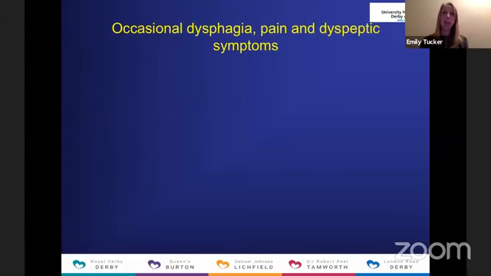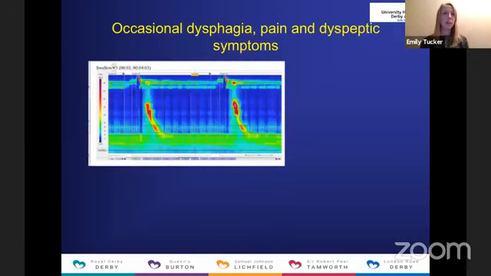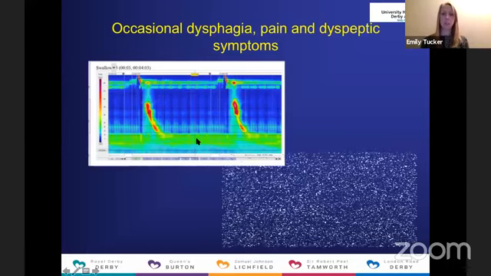Okay, so the next case I have is someone, I think a 40-year-old male, who describes occasional dysphagia with pain and some dyspeptic symptoms as well. Okay, so this is our manometric trace here. You can see they've got nice opening of the upper esophageal sphincter, a pretty small peristaltic wave, looks coordinated, things look like they'd be okay. They do have some opening of the lower esophageal sphincter in the deglutitive fashion there, and then you can see the lower esophageal sphincter as well.